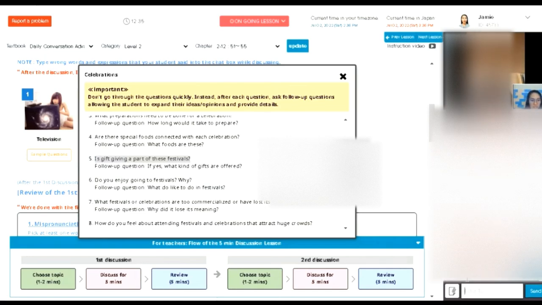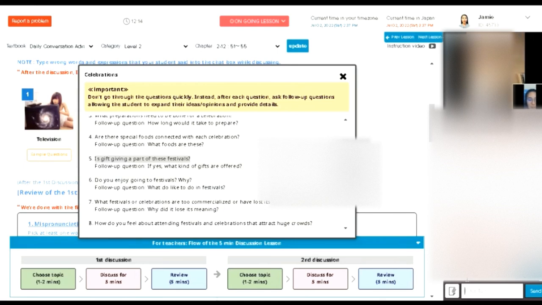Is gift giving a part of this celebration or festival? New Year's. Mm-hmm. Our parents will give us red envelopes. Oh, red envelopes with money in it? Yes. Wow.